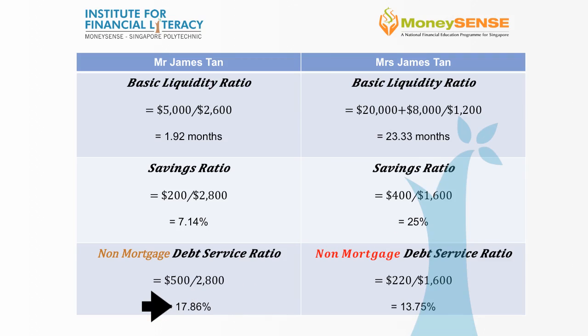Non-mortgage debt service ratio. Mr. James Tan has a non-mortgage debt service ratio of 17.86%. Mrs. James Tan has a non-mortgage debt service ratio of 13.75%. Mr. James Tan's non-mortgage debt service ratio is slightly above the recommended ratio, while Mrs. James Tan is slightly below the recommended ratio of 15%. They may want to be cautious against incurring further non-mortgage debt. In addition, they may want to clear off some of these debts to avoid paying extra interest.